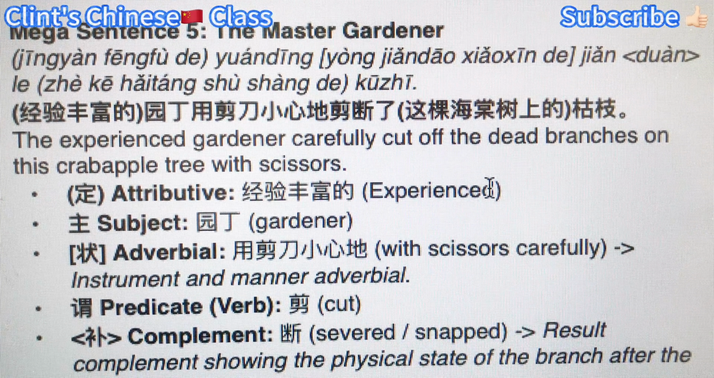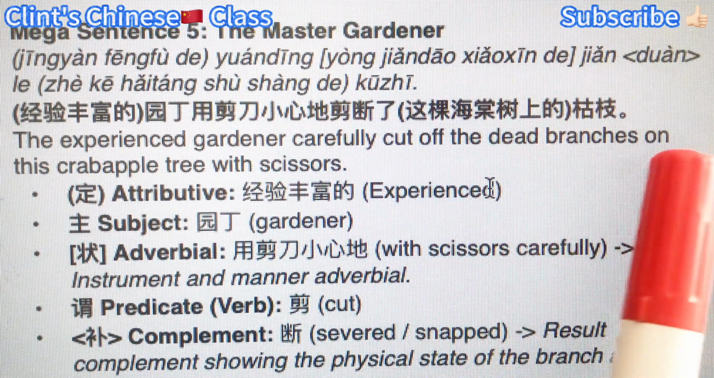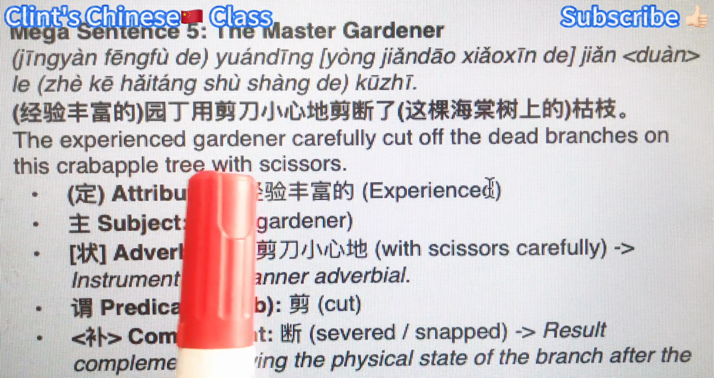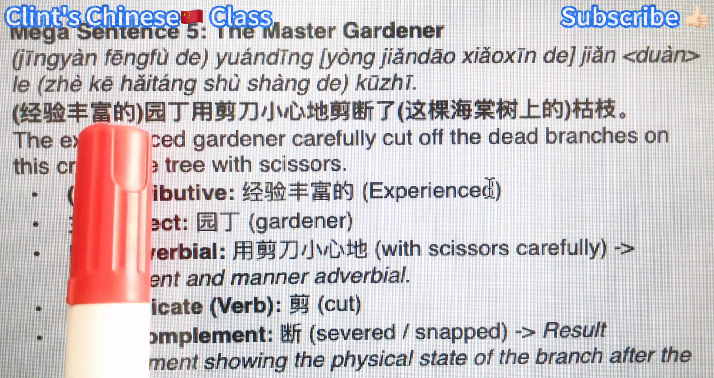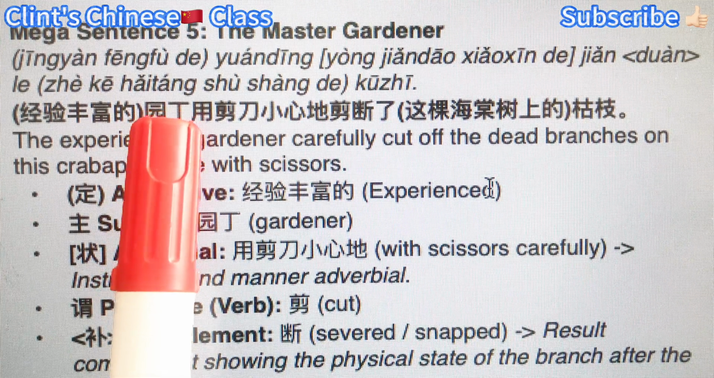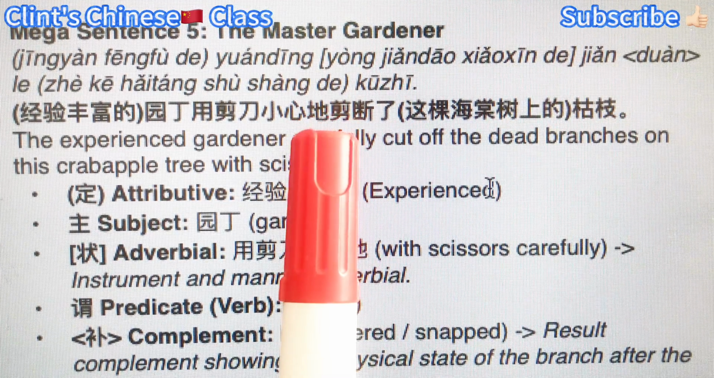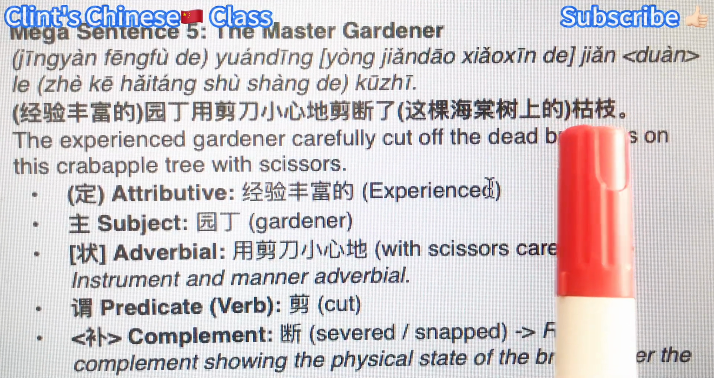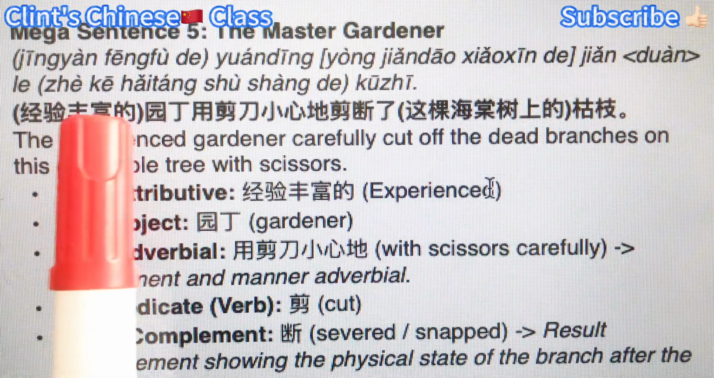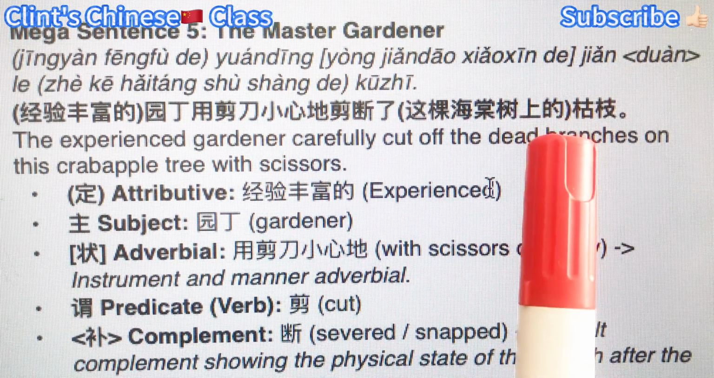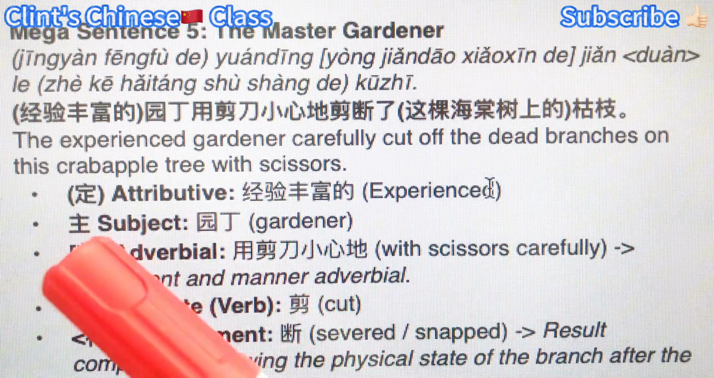Now number 5, the last one. The experienced gardener carefully cut off the dead branches on this crabapple tree with the scissors. Now find the subject, 园丁, gardener. Okay, find the verb or the predicate, 剪, cut. Okay, object, 枯枝, dead branches. Okay, so the gardener cut dead branches. This is the basic structure, subject, predicate, and object.